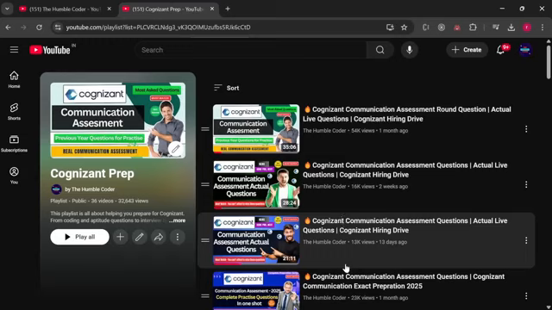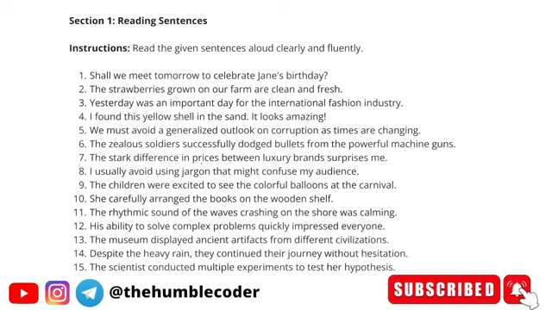So let's get started with the first section. Let's start by looking at the first set of questions that we have. In these questions, the instruction given to us is: read the given sentences aloud clearly and fluently. Basically, we will be having sentences one by one on our screen. We need to read them aloud. I would highly suggest that before watching how I pronounce these sentences, you also try to read them aloud so that you get actual practice of how the questions will appear in your examination. So let's start with the first sentence.